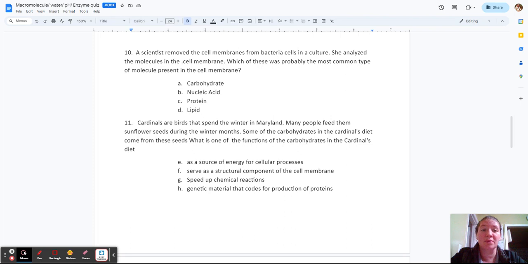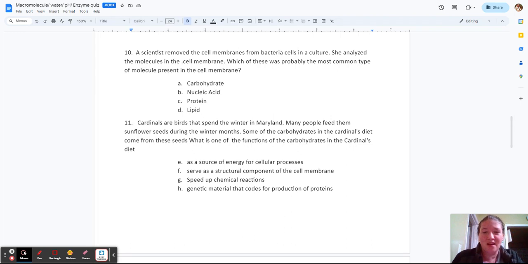Which of these was probably the most common type of molecule present in the cell membrane? So let's think about our cell membrane and what it does for us. Our cell membrane's main job is a barrier for the cell. And if we look at our macromolecule foldable, the function of the macromolecule that acts like a barrier that keeps things separate, that was our lipids. So our cell membrane is made of lipids. It keeps the cell from blooping into other things. And so lipids would be our most likely, most common molecule in our cell membrane because it's acting like a barrier.